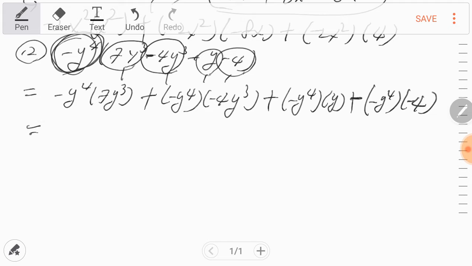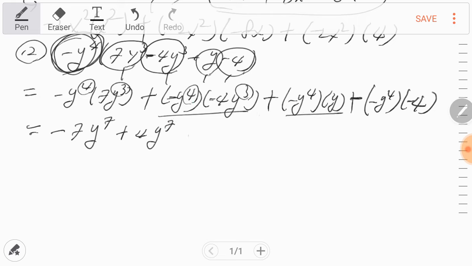Then simplify each term. So negative 7y to the 4 plus 3 is 7. The second term: negative times negative is positive, so plus 4y to the power 4 plus 3 is 7. And the third term, the sign is negative, so negative y to the fifth power, because 4 plus 1 is 5. And the last term, negative times negative is positive, so plus y plus 4y to the fourth power.